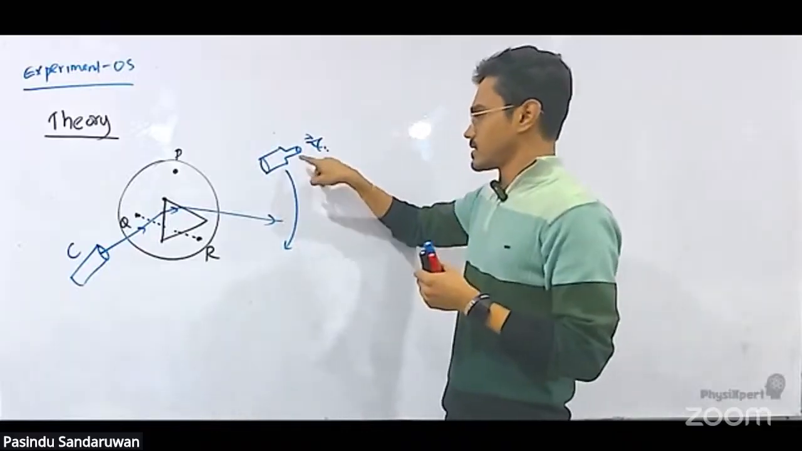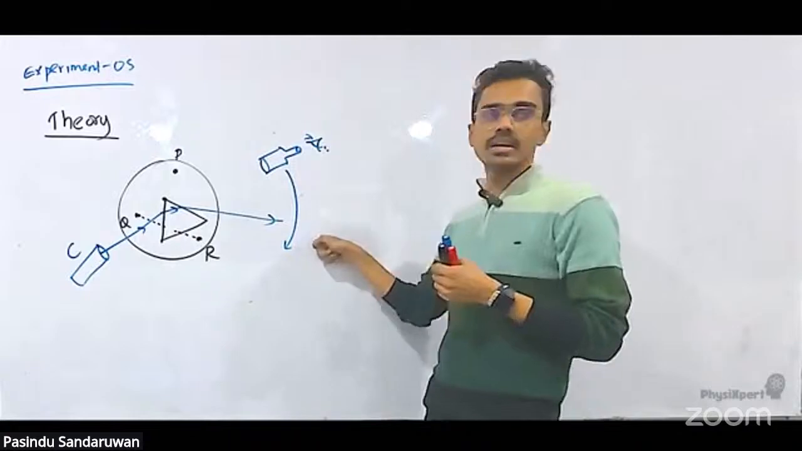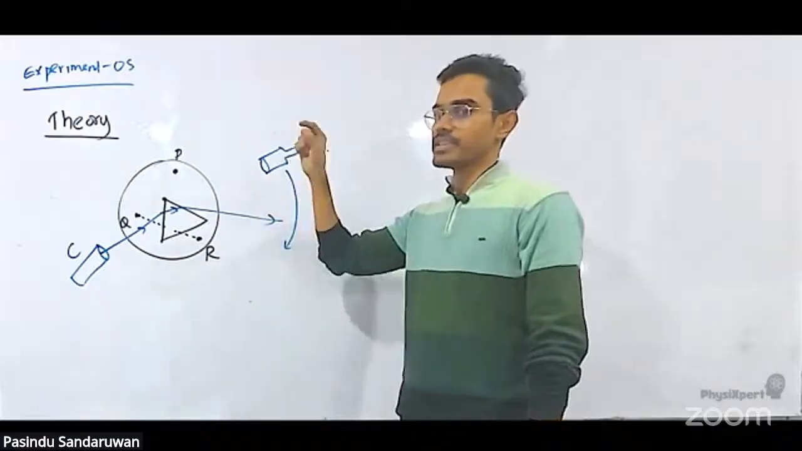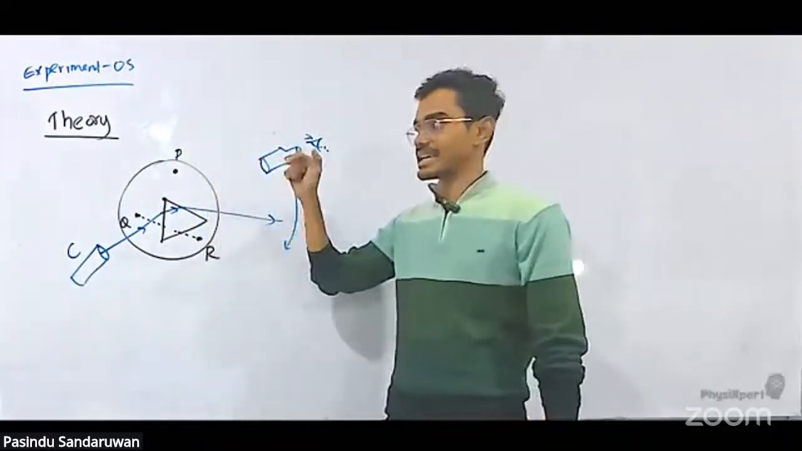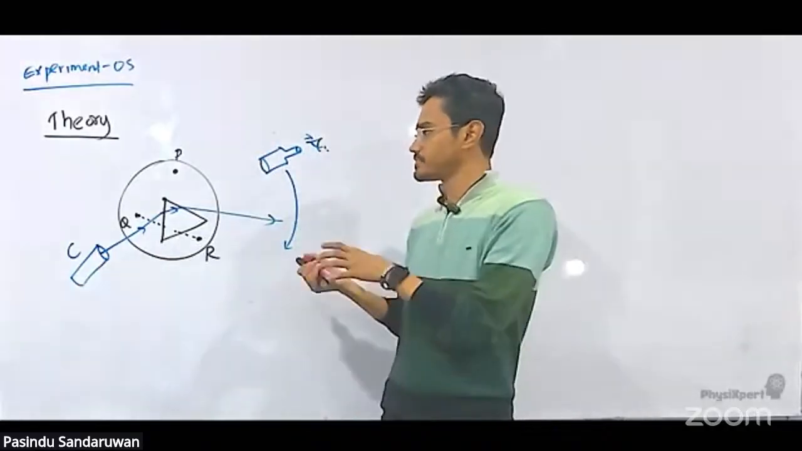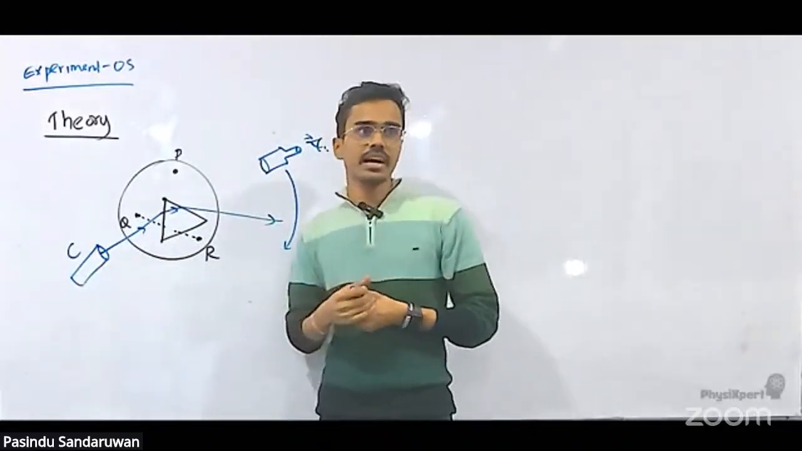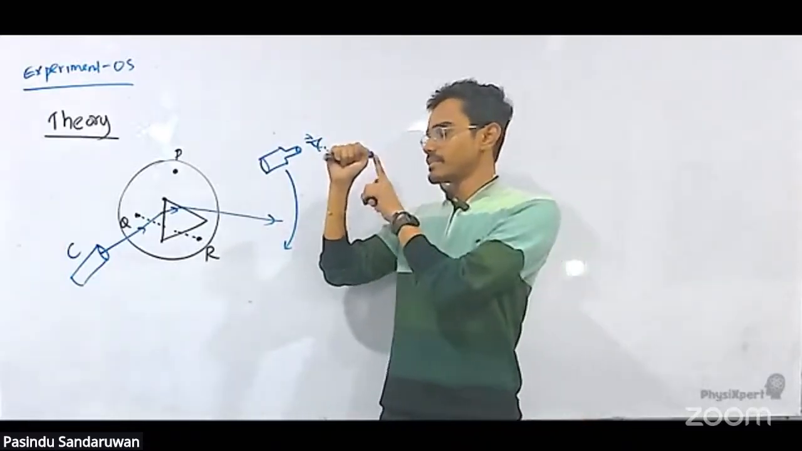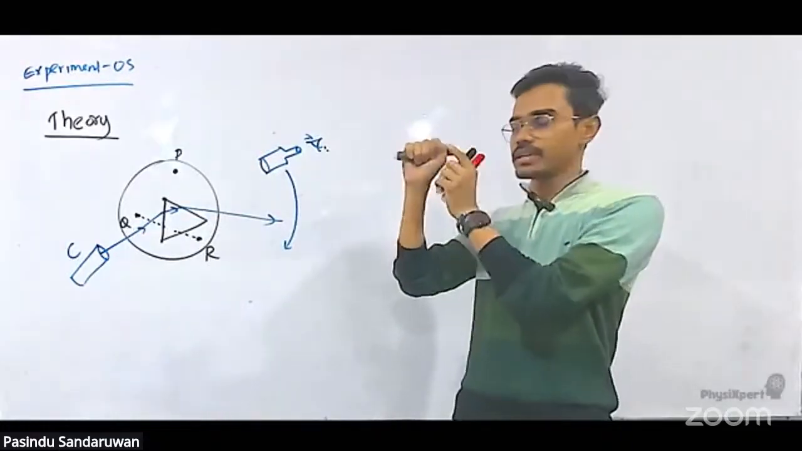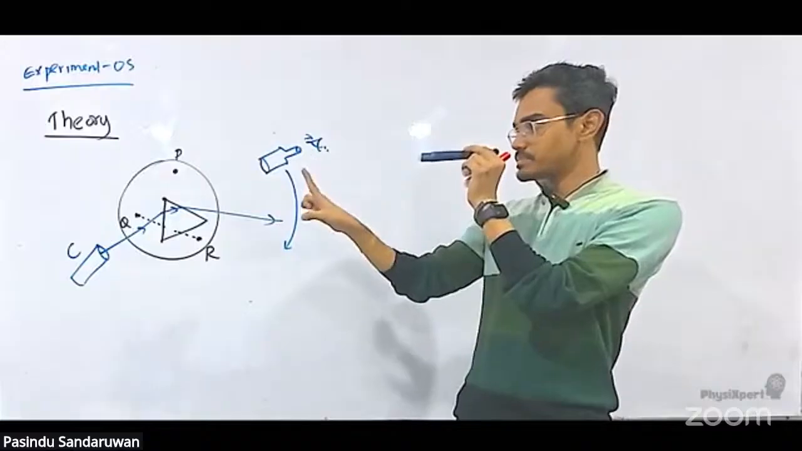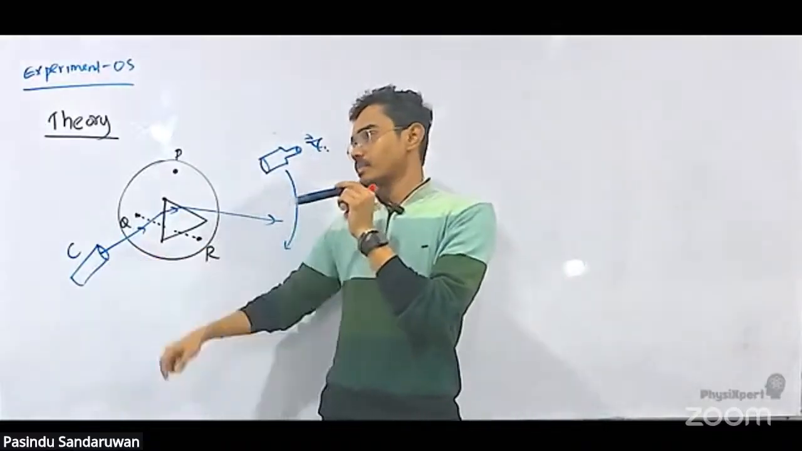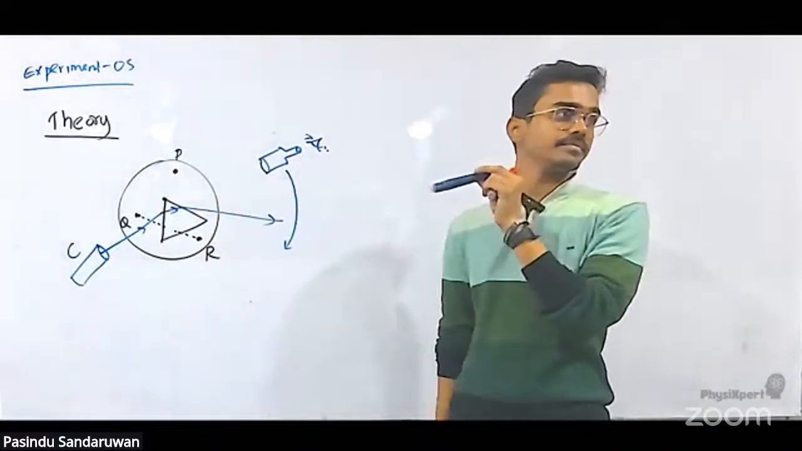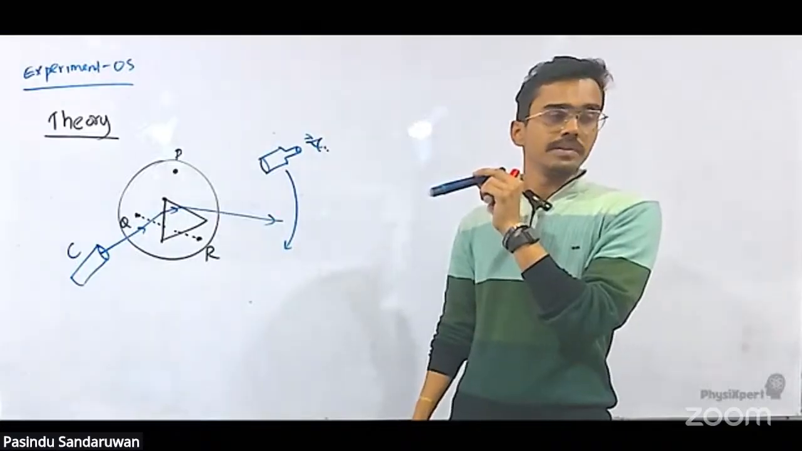When this telescope is moving from one point to the other, you will see a displacement of the image of the slit. When you look through the telescope while turning this, you will notice a displacement of the image to one of the directions.